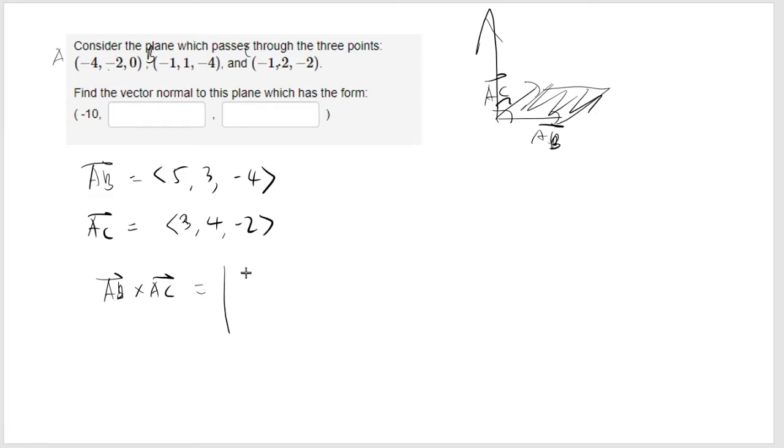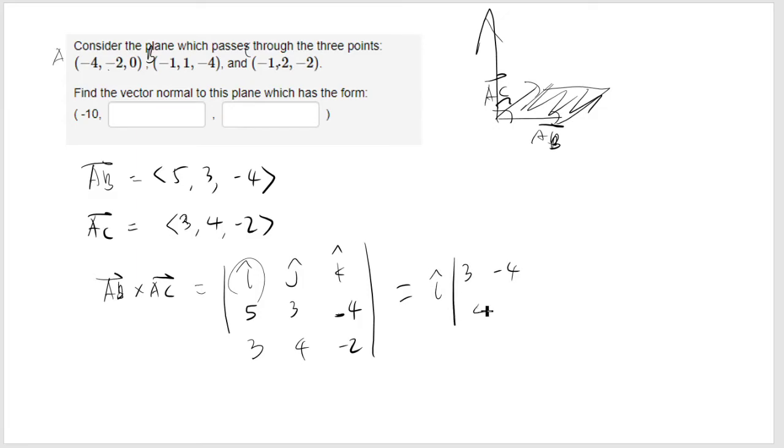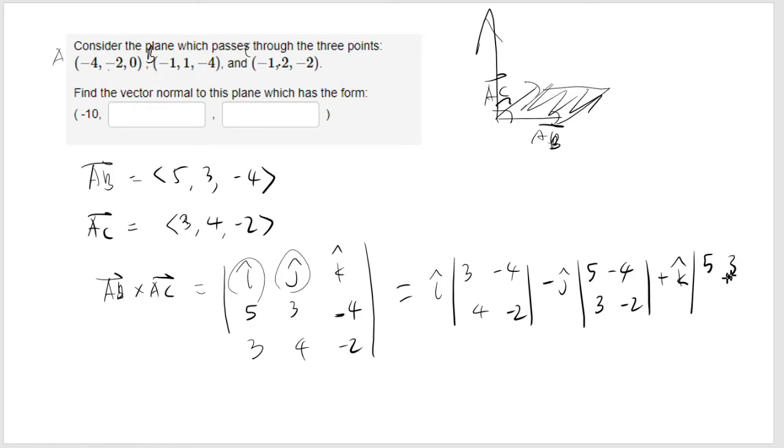It's quicker. i, j, k, then 5, 3, -4, then 3, 4, -2. Do the expansion, so it's plus i times the determinant of 3, -4, 4, -2, minus j times the determinant of 5, -4, 3, -2. See, if you choose j, then cross out the row and the column. The numbers that are left are 5, -4, 3, and -2, right? Then plus k times the determinant of 5, 3, 3, 4.